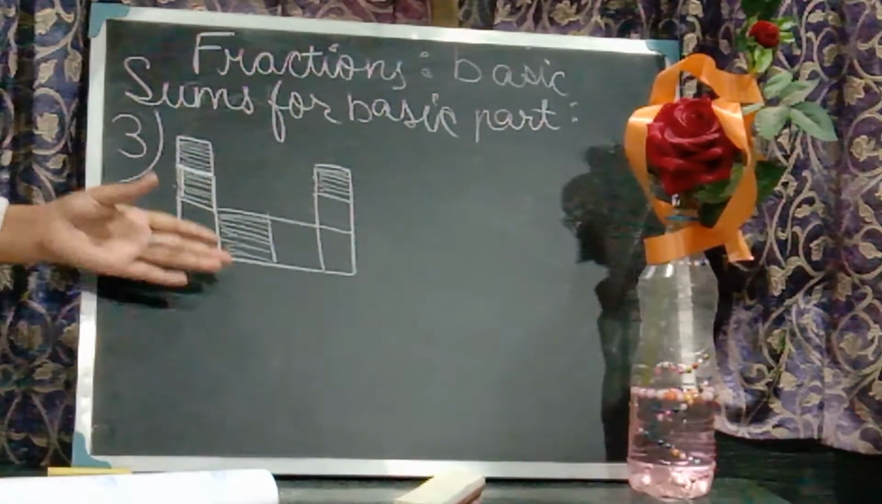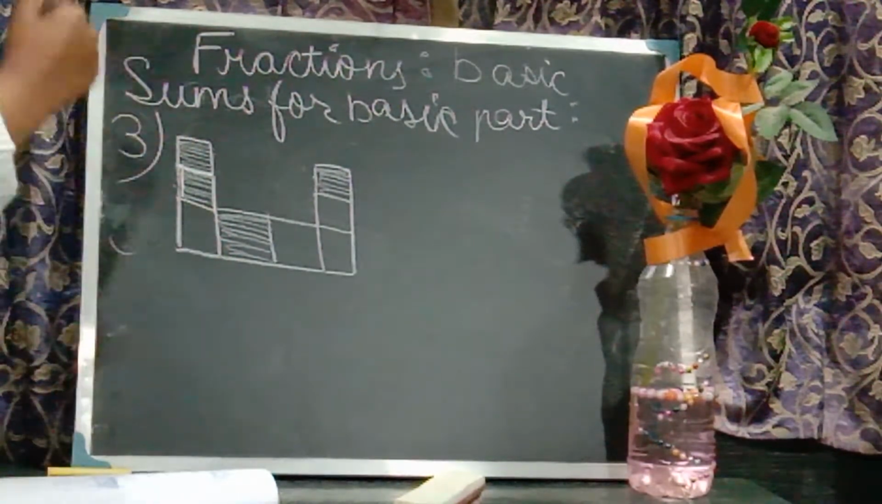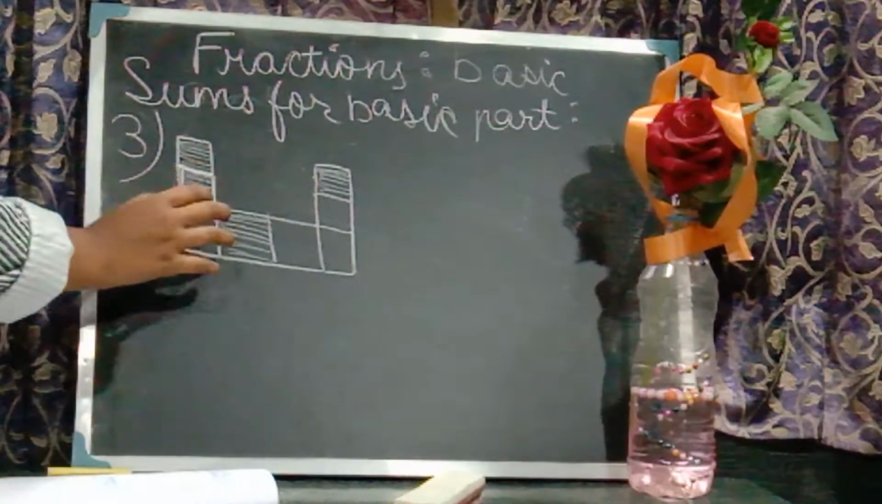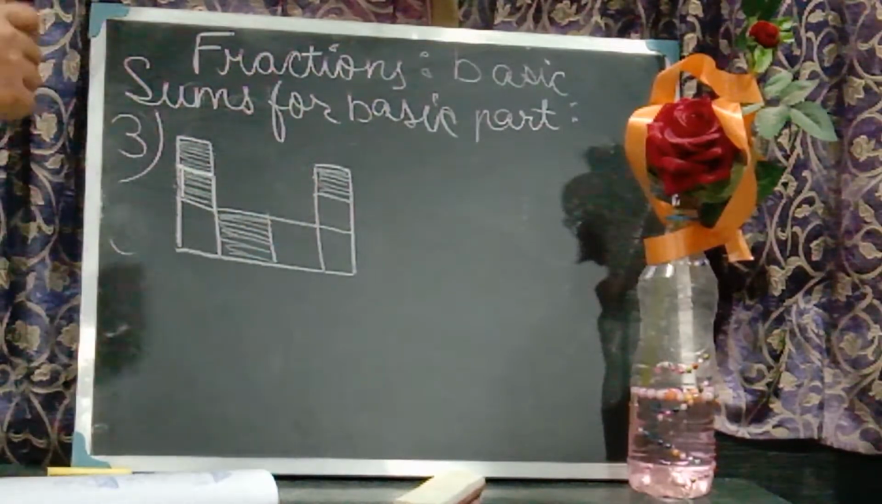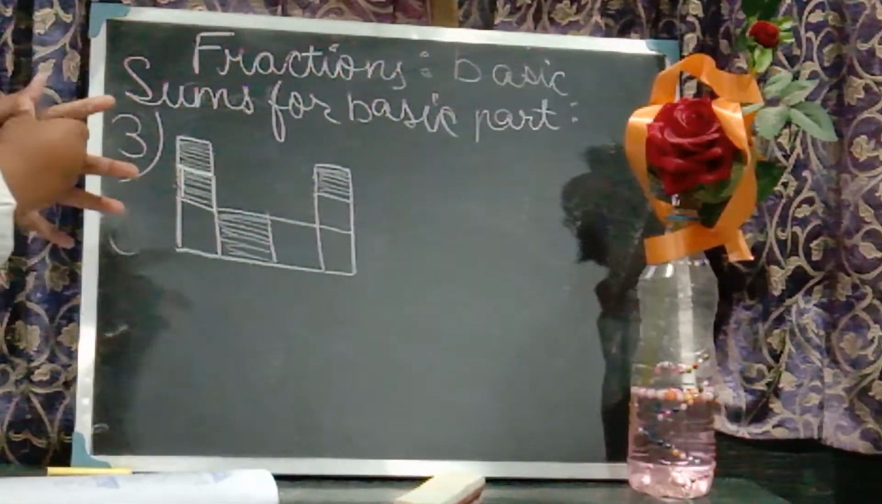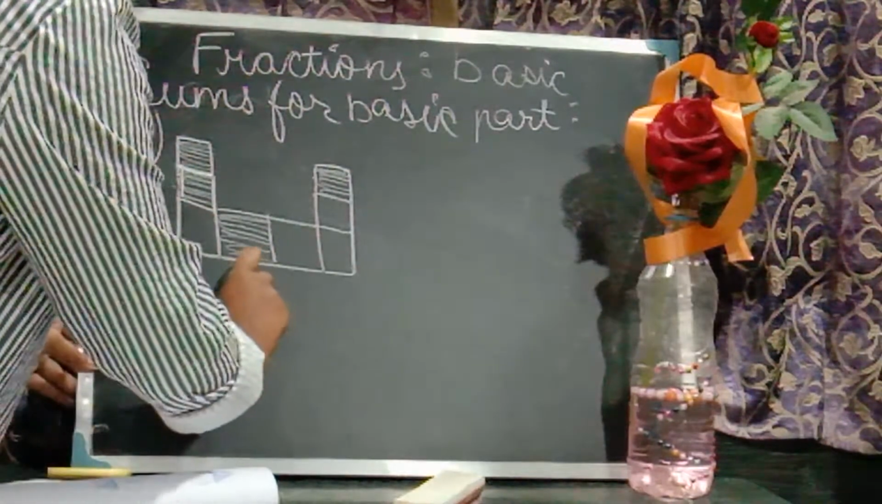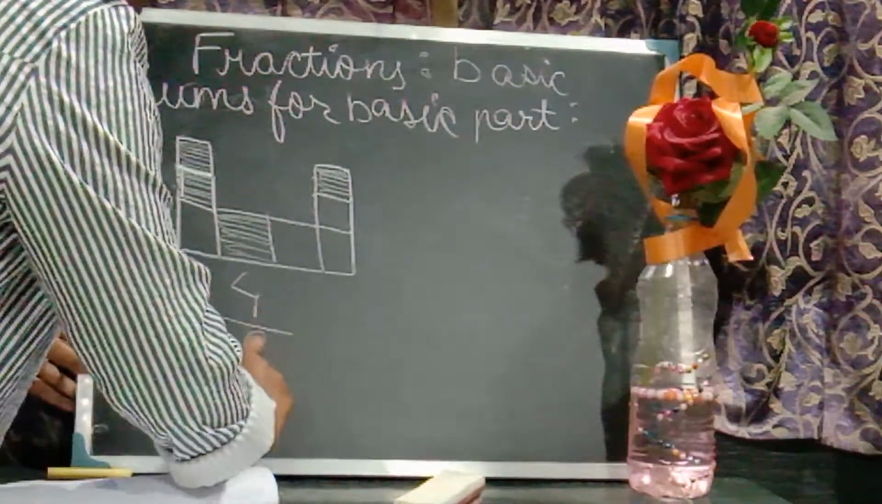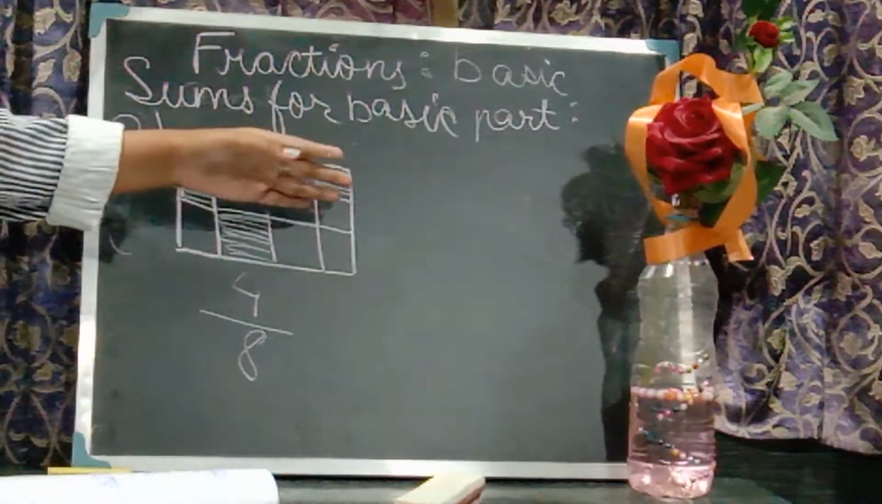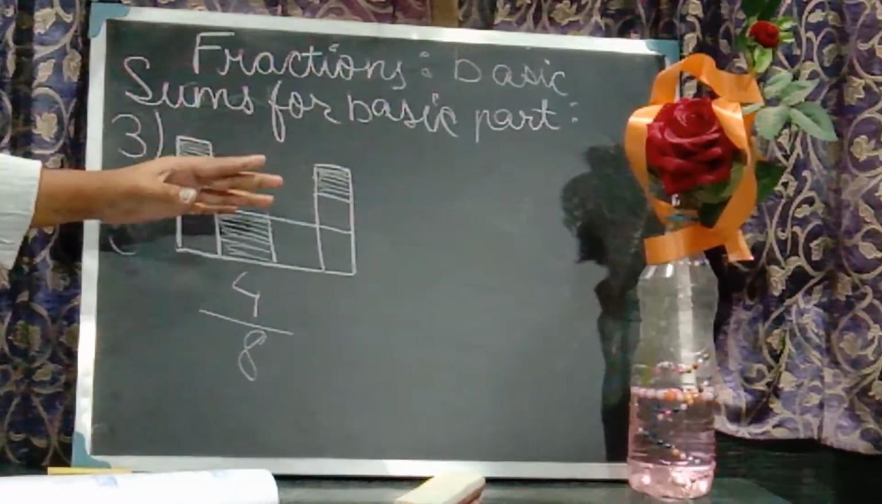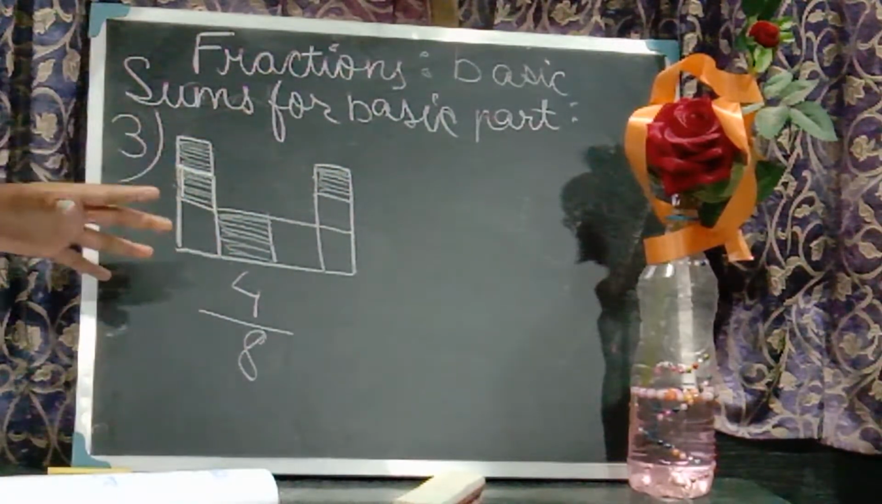So this is also a fraction drawing that has 8 equal parts. So what is the fraction written over here? We will write 4/8 because 4 parts are shaded of 8 parts. So we will write 4 upon 8.